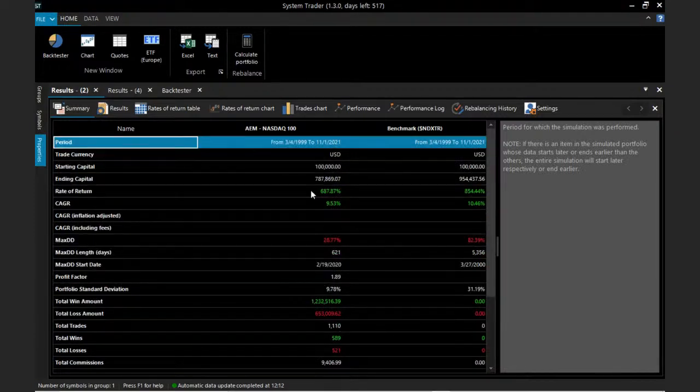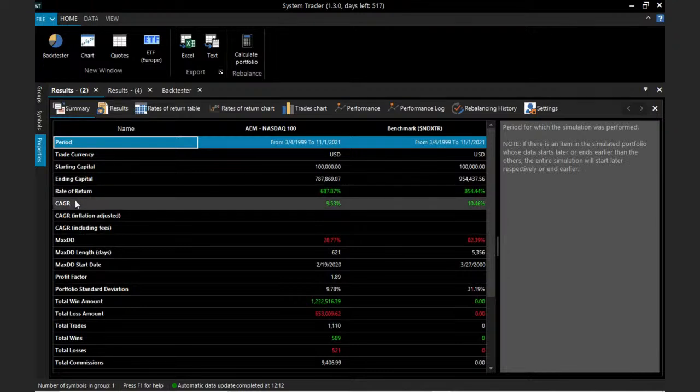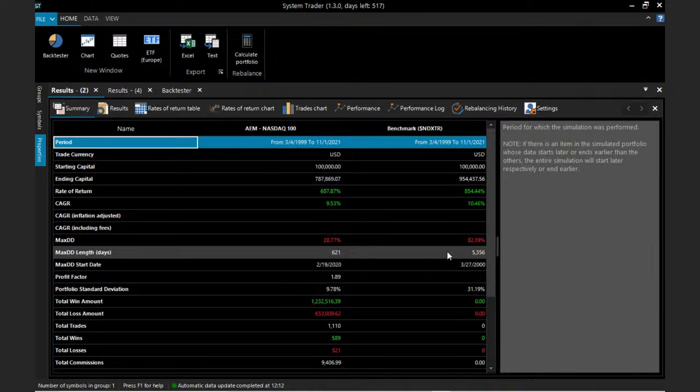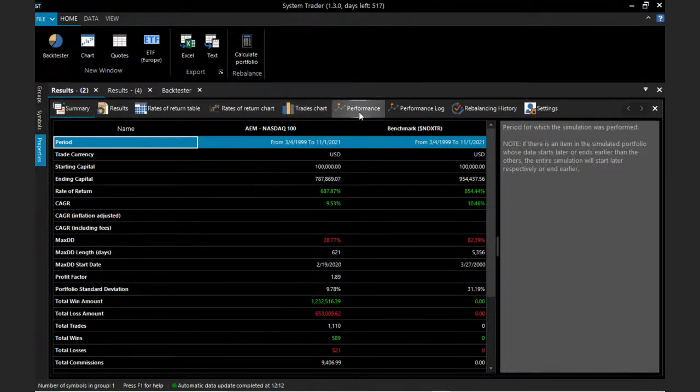So although the compounded annual growth rate was lower, in fact, we cannot say that we lost against the benchmark, because we had significantly less risk in our portfolio. So this is the strategy which is more active.